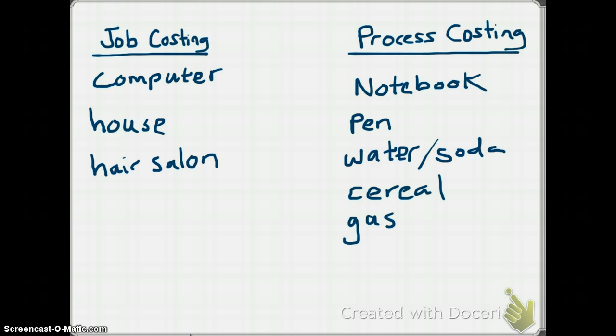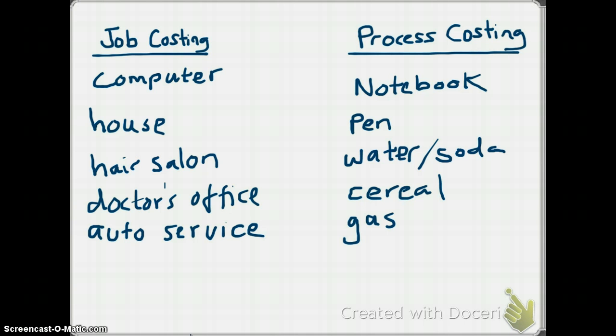How about the services? Most services are job costing because those are individually catered to the specific job. If you go to a hair salon, you may request a haircut, you may request a coloring, or you may just request a style. Doctor's office, we talked about that. If you go to auto service, you may just require an oil change, which is a different job than if you want to do a tire rotation. So depending on what you do, each job is unique. So those would be costed using job costing.